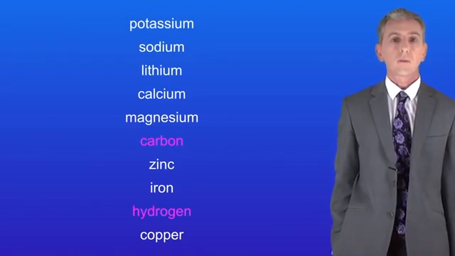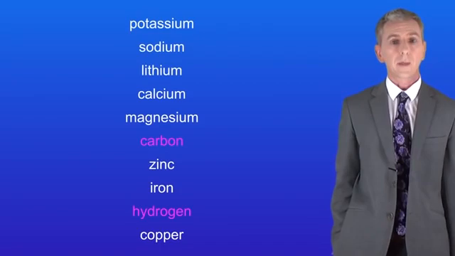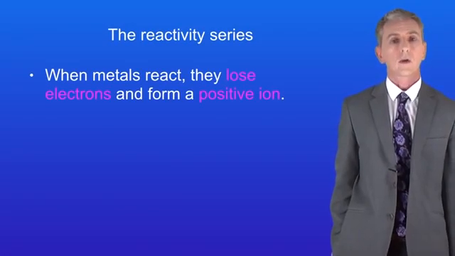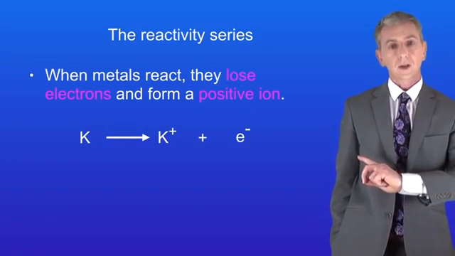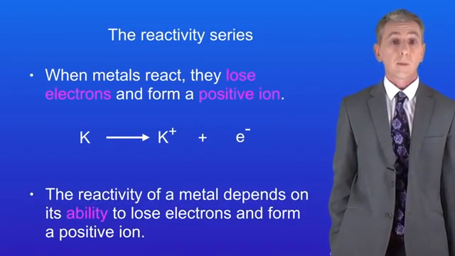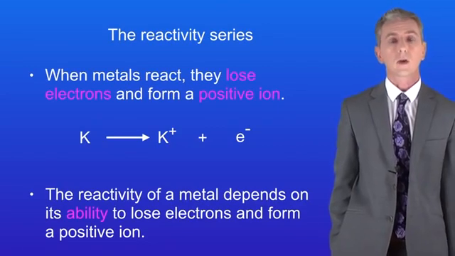Okay, so we've seen that different metals have got different reactivities, but what actually determines how rapidly a metal reacts? Let's look at this now. The first key fact is that when metals react, they lose electrons and they form a positive ion. So this shows potassium forming the potassium ion K+ and losing 1 electron. The reactivity of a metal depends on its ability to lose electrons and form a positive ion.